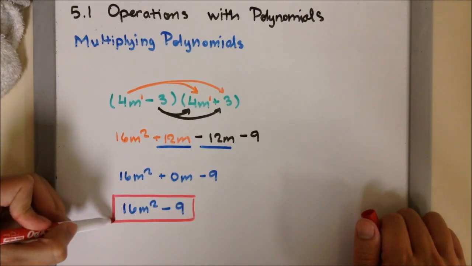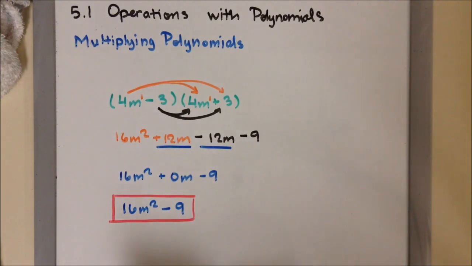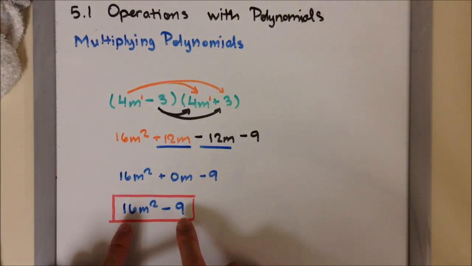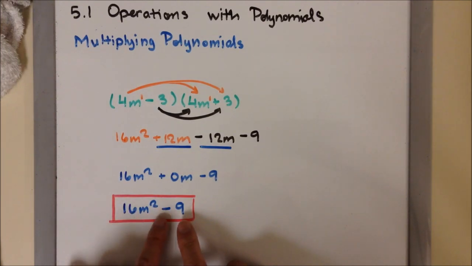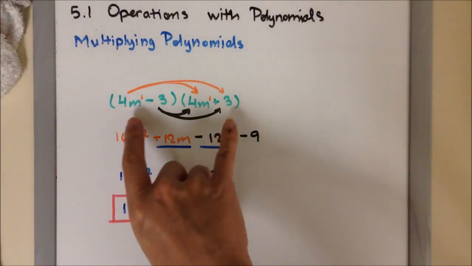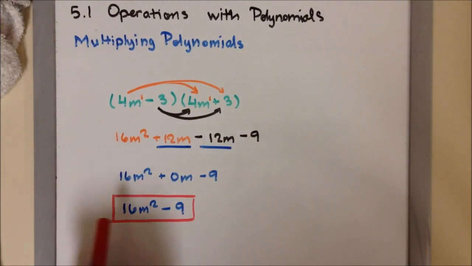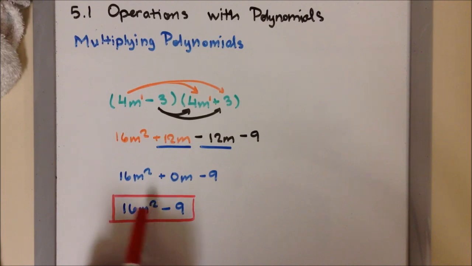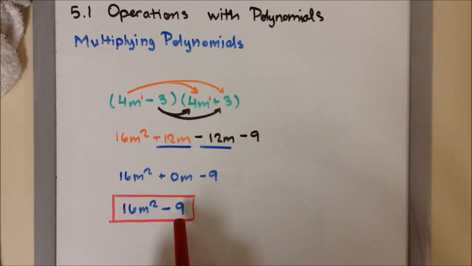Now the reason we call it a difference of squares is the 16m squared and the 9, they're both perfect squares. So that's why we call it a difference of squares, because we have a minus. 16m squared and 9 are both perfect squares. From 16m squared minus 9, you can factor that and then you should get these two answers. So for example, the square root of 16m squared is 4m. The square root of 9 is 3.